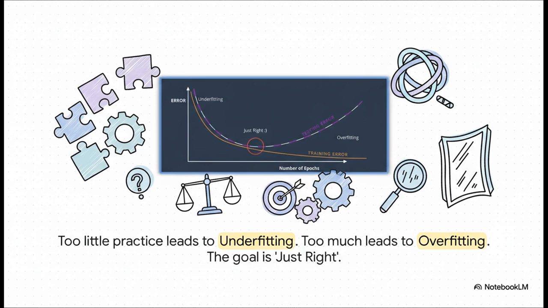It's a classic Goldilocks problem. With too few practice rounds, the model is underfit. It just hasn't learned enough. It's not ready for the test. As you add more epochs, its performance gets better and better, but only up to a point. If you practice for too long, it starts to overfit. It's like it just memorized the answers to the practice questions instead of learning the actual concepts. It gets really good at the training data, but falls apart when it sees something new. The goal is to find that just right zone in the middle.